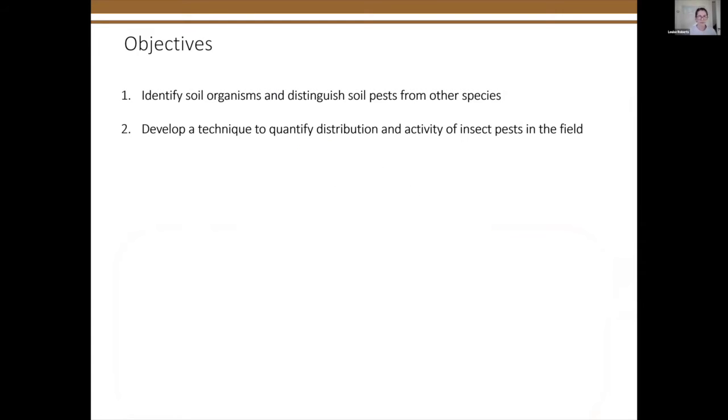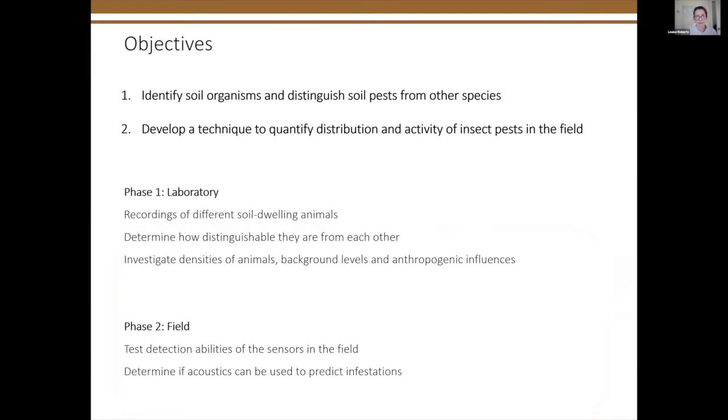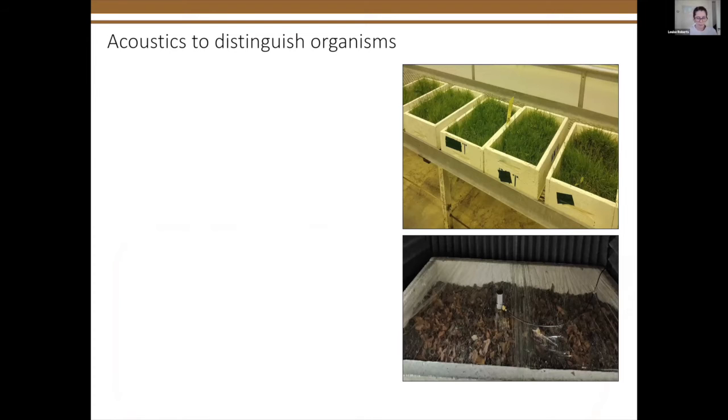So the objectives of this project were to ID soil organisms and distinguish pests from non-pests using acoustics. And to do this, we'll develop a technique which we could then apply on a field scale to quantify distribution and activity of insect pests. And so there are two phases, lab and field, and I'll talk a little bit about the lab work to date. So we wanted to distinguish these organisms acoustically.